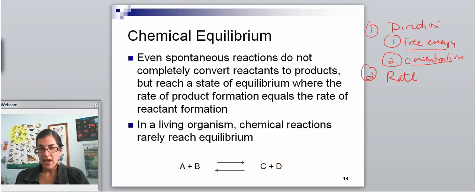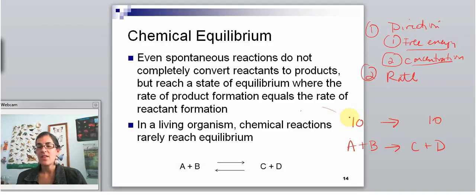So if I take a reaction, let me draw one down here. Let's say that the direction of the spontaneous reaction is towards the right. Just because the direction of the reaction is spontaneously towards the right does not mean that I take 10 of this and make 10 of this and then now have 0 of this. That's sometimes how we oversimplify reactions in our mind, but that's not how it occurs. I don't take A and B and convert it entirely to C plus D.